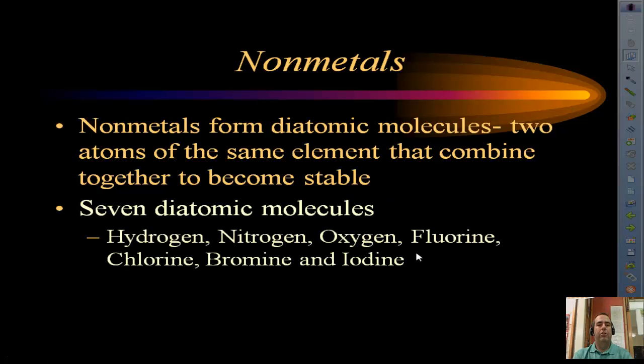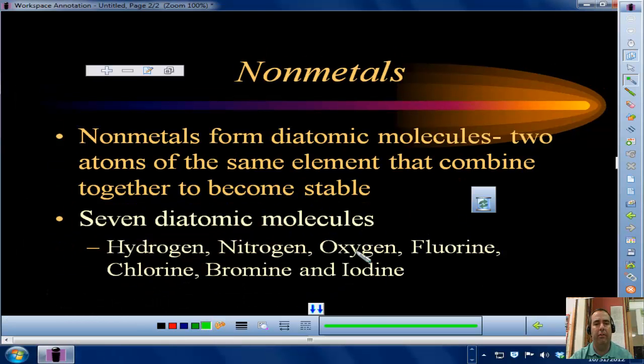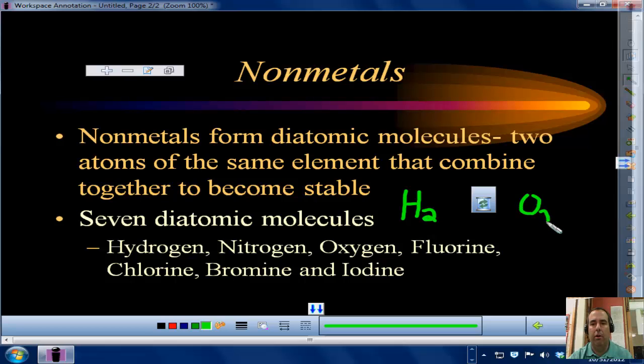Now, there's only a few of them, so you're going to have to memorize this list. There are 7 of them. They are hydrogen, nitrogen, oxygen, fluorine, chlorine, bromine, and iodine. What I mean by a diatomic molecule is this. For example, hydrogen, when it forms a diatomic molecule, does it as H2. We breathe oxygen, and oxygen is going to be O2. So all of these are 2 atoms of the same element that combine to become stable.